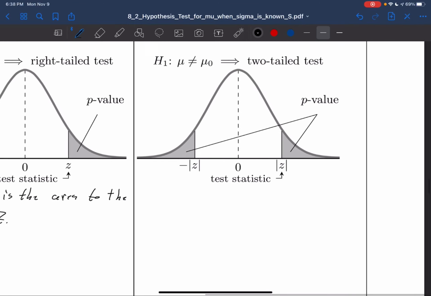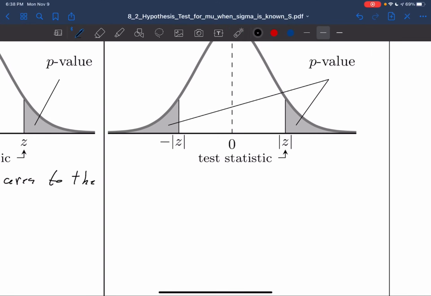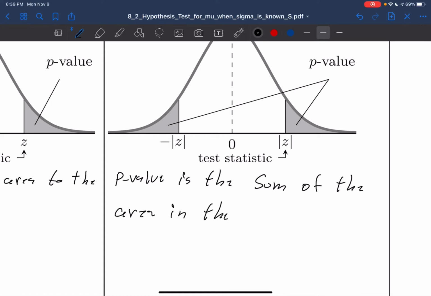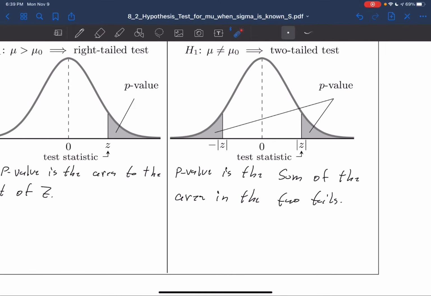Finally, what if you're dealing with a two-tail test? So this is actually going to be a little bit different. So here the p-value is the sum of the area in the two tails. So here the p-value is actually the area to the left of this value plus the area to the right of this value. It's the sum of these.